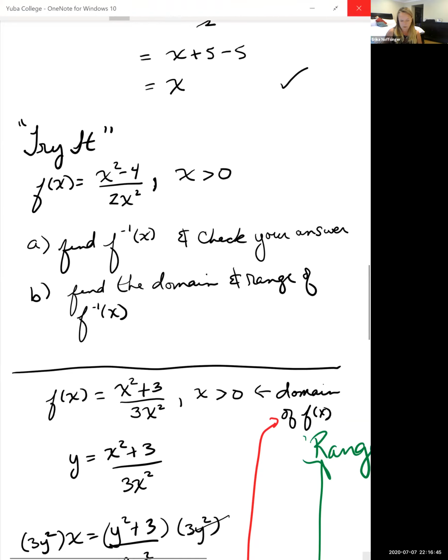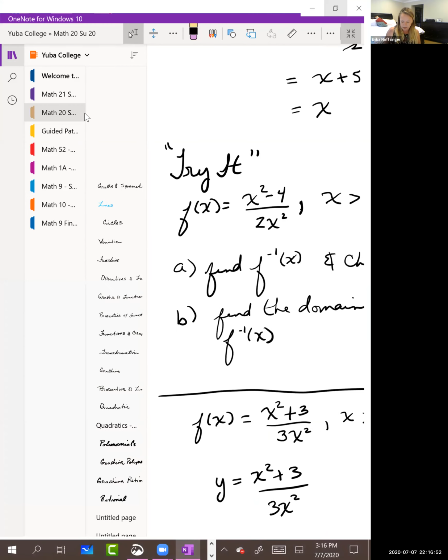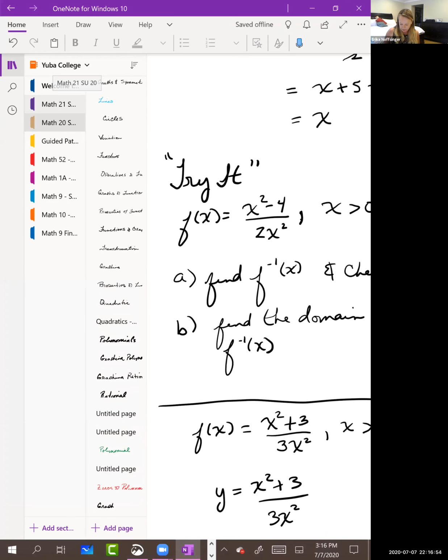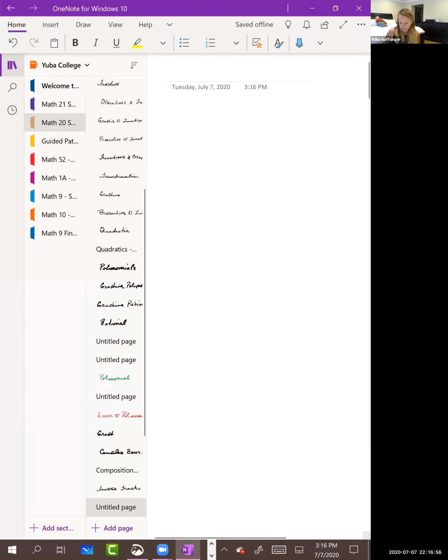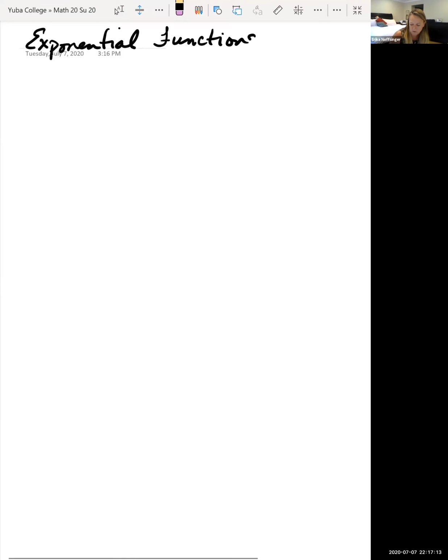Okay, so I'm going to jump into exponential functions, and its inverse, the inverse function, which is the logarithmic function. So this is exponentials. This is in 6.3, and logarithms are in 6.4 and on.